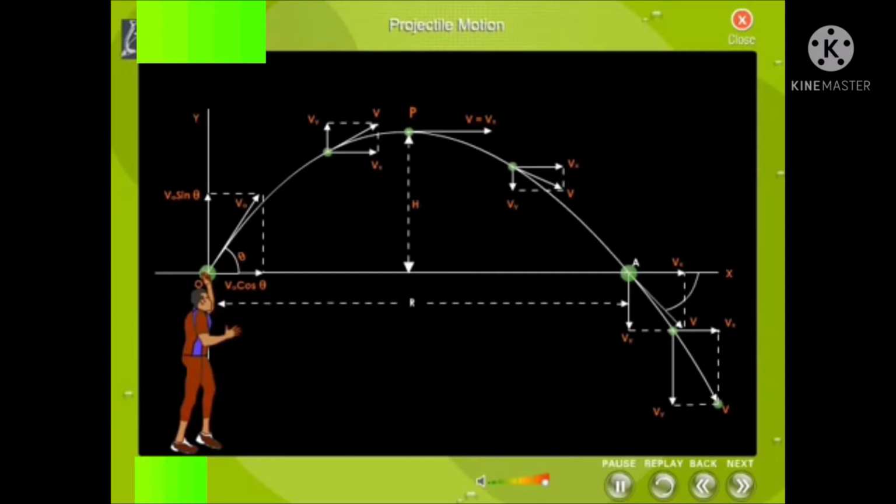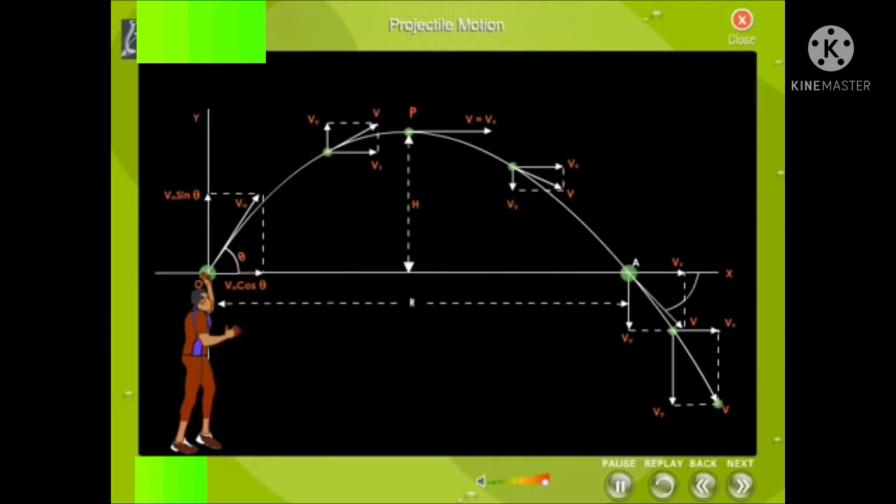Let us consider a body projected from a point O with initial velocity u, making an angle theta with the horizontal axis. The velocity of the projectile at any point on the trajectory goes on changing both in magnitude and direction. The velocity is resolved into 2 components. One is ux equal to u cos theta, the horizontal component. The second one is uy, equal to u sin theta, the vertical component.